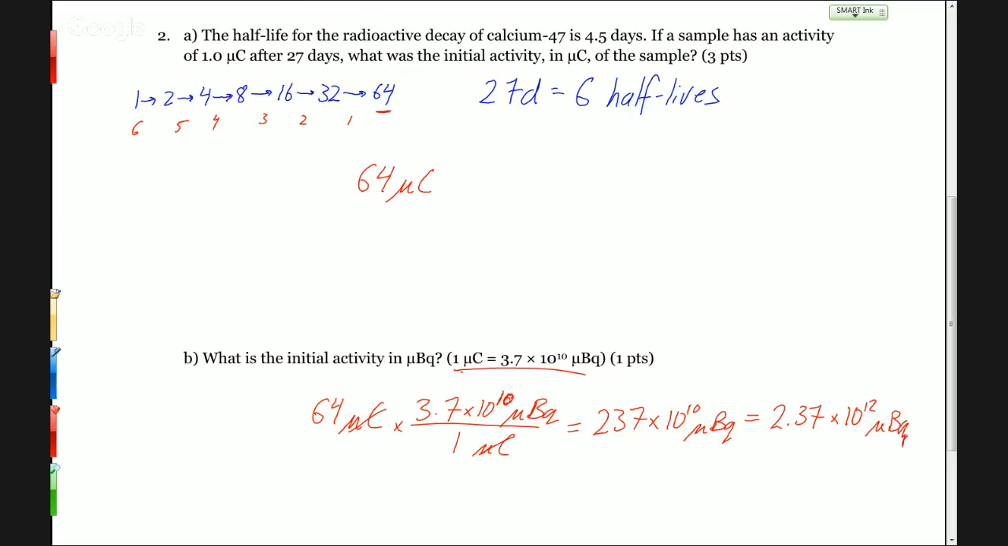Either way. And if you got this one wrong, you got some other number here, but then you converted it properly, you still get the point for that part. Because a conversion is a conversion. All right, so that was quiz 7. Next quiz will be on the organic chemistry stuff that we finish up today and Tuesday.